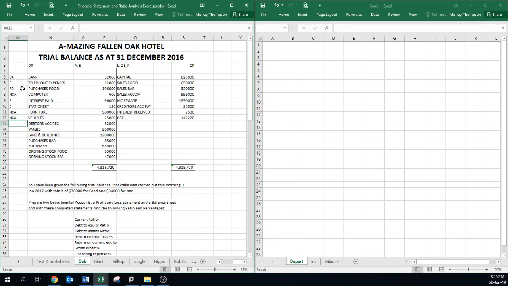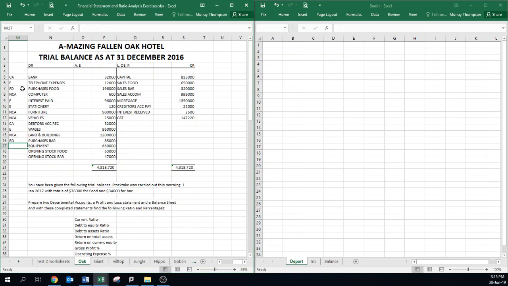Debtors, these are customers who owe us money, and so yes, we want to get cash back from them within a year, so that's a current asset. Wages, that's an expense. Land and buildings, non-current asset. Purchases bar, again, this is a departmental account item, so we can put our department.